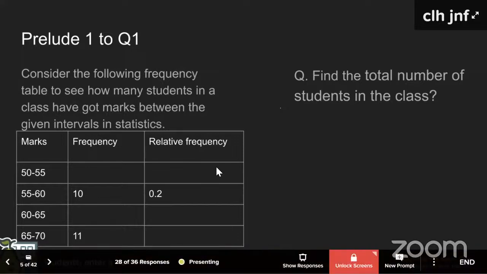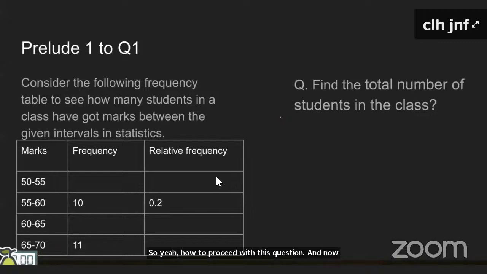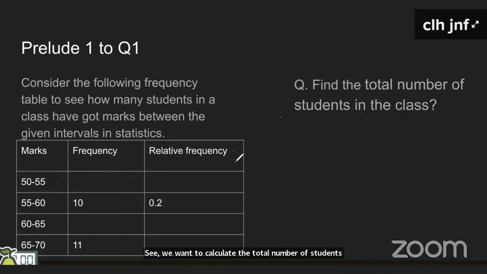So, how to proceed with this question? Now you can unmute and speak. See, we want to calculate the total number of students. So how will we proceed? We want to calculate the total number of students. That means the sum of these frequencies. Fine. Here we have been given the relative frequency.